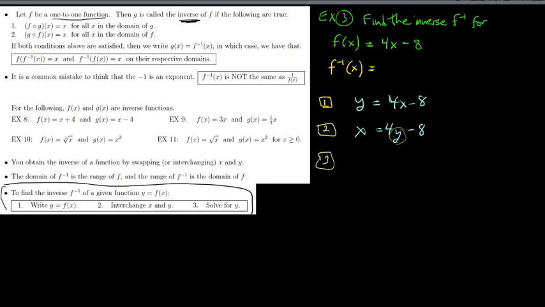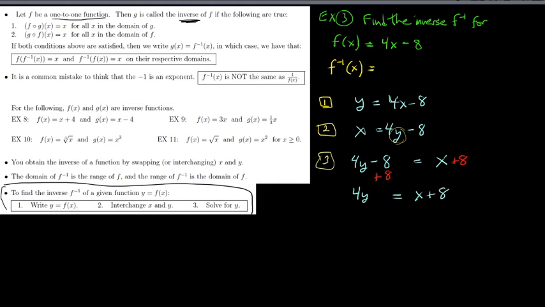So how do we solve for y? Well, let's start by just switching sides. Let's make it 4y minus 8 equals x. You can always just switch sides. If this equals this, then this equals this. So what next? Well, we should add 8 to both sides first. And when you do that, you still have 4y on the left, plus 0, equals x plus 8 on the right.